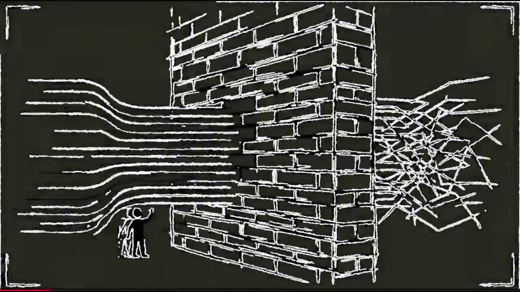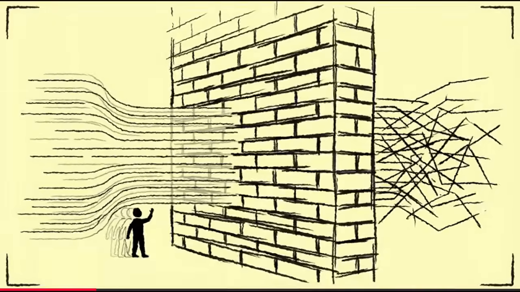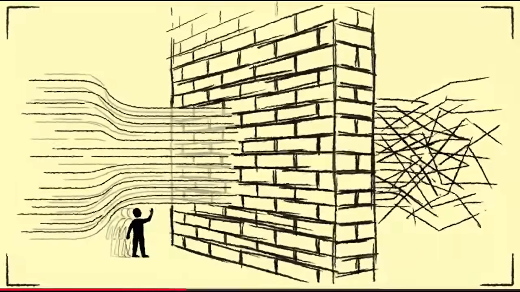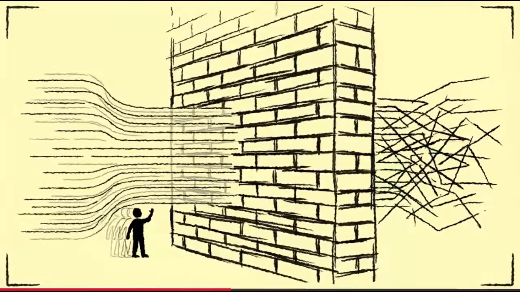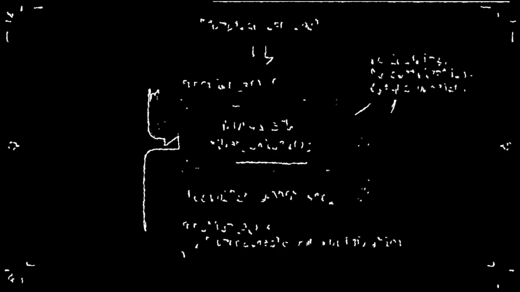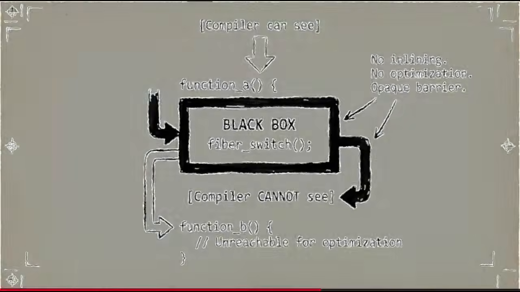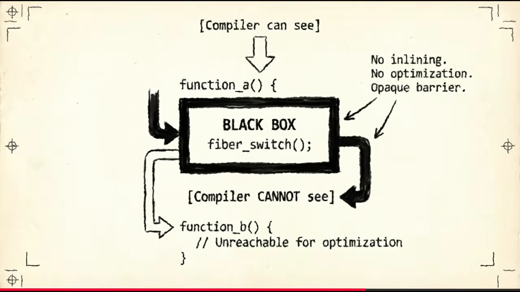Exactly. But maybe more importantly, to the compiler, a fiber switch is an opaque jump. It's a black box. The compiler can't see what's happening. Right. It can't see inside the fiber switch to inline code or optimize away allocations. It just acts as this big optimization barrier.